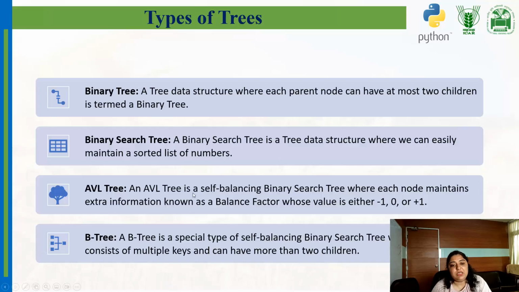Then AVL tree. An AVL tree is a self-balancing tree where each node maintains extra information such as a balance factor whose value is either -1, 0 or +1. If we don't have the value -1, 0, +1, then we follow a rotation. Then we have the B tree. A B tree is a special type of self-balancing binary search tree where each node consists of multiple keys and can have more than two children.